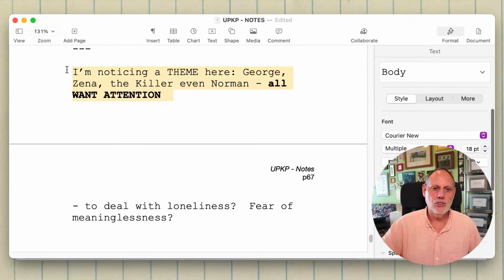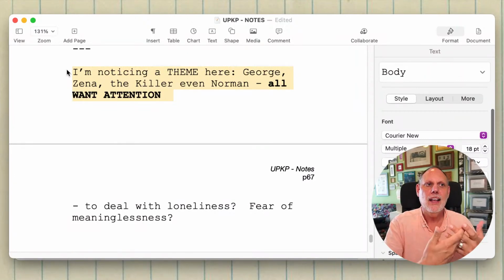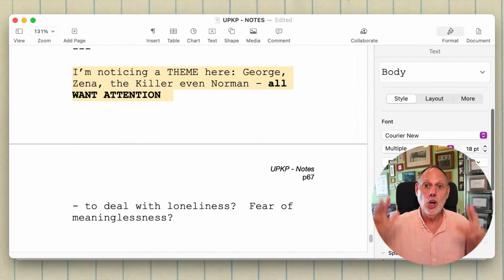I began to notice a sort of running theme. As you build up a story, things come to light. You say, you know, they're all doing this thing. George, Xena, the killer, and even Norman, all their main concern is attention, what people are thinking of them, what people know of them, what they are being known for. So I have to deal with the fact that that's clearly a major theme of this story.